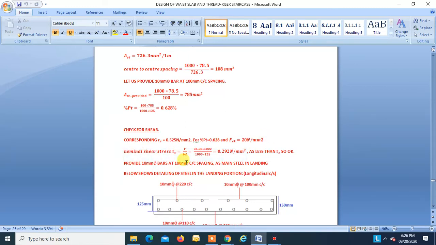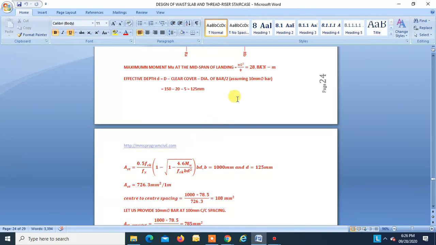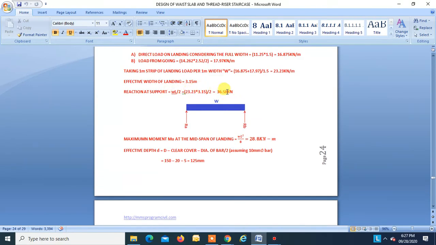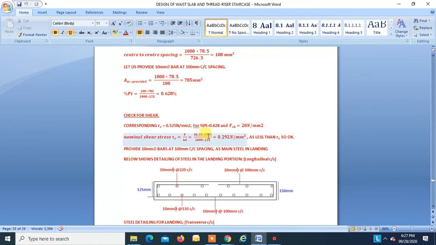Nominal shear stress is reaction divided by bd. Reaction is found to be 36.58, right? So 36.58 divided by bd is 0.292 Newton per mm square, which is less than tau c. So okay. So provide 10 dia bars at 100 center to center spacing as main steel, which we saw here. Below shows the detailing of the steel in the landing portion.